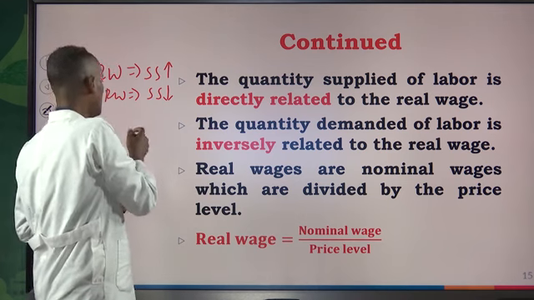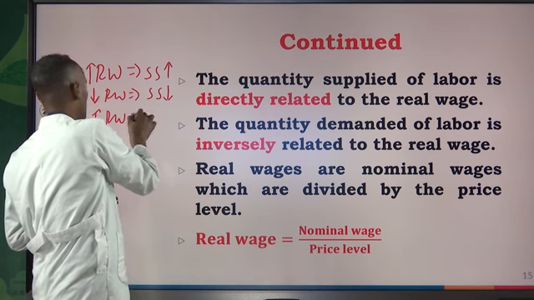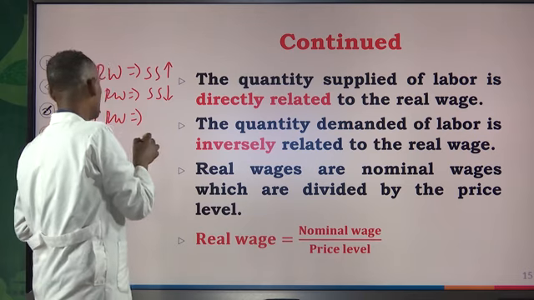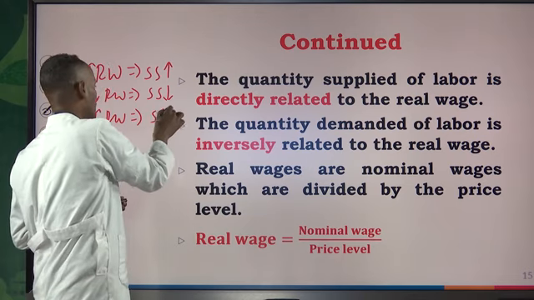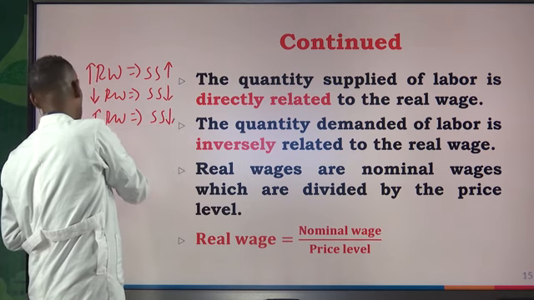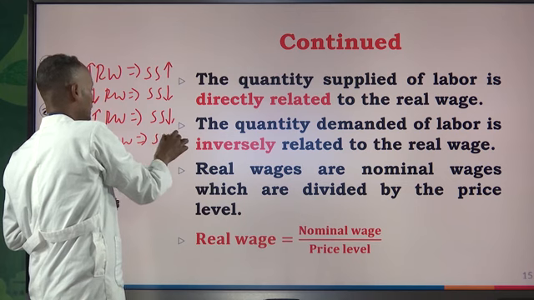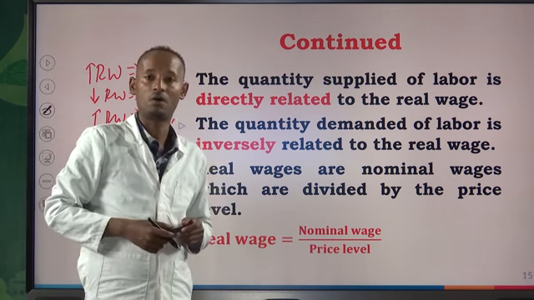When we see the demand for labor, with the rise in the real wage, then producers or farmers are willing to buy less labor, so the demand for labor will decline. But with the fall in the real wage rates, then the demand for labor will increase. So there is an inverse relationship between the real wage rates and the demand for labor.